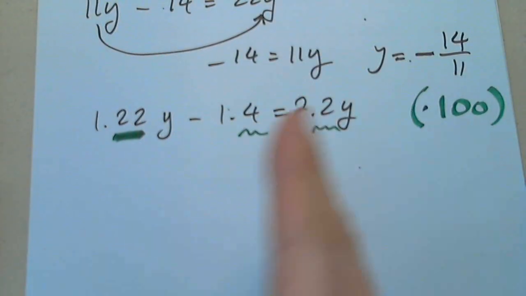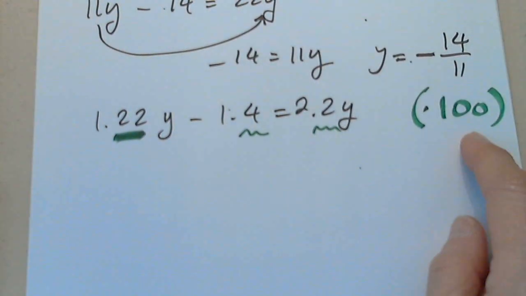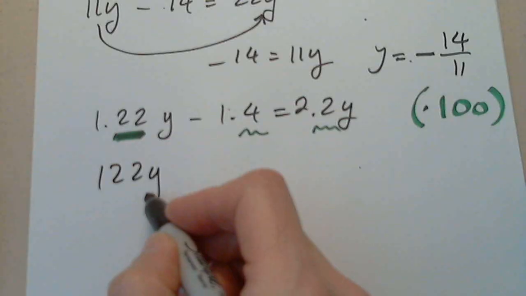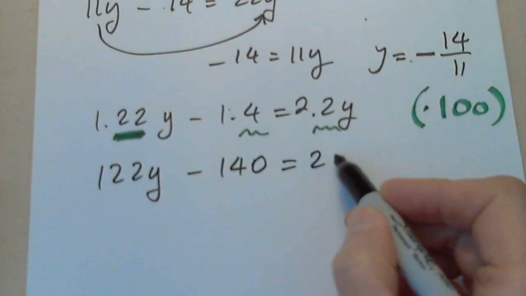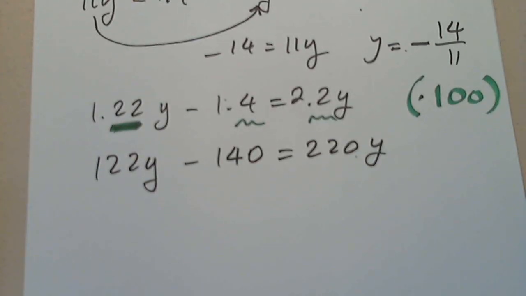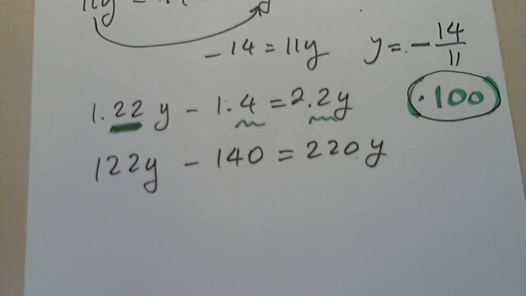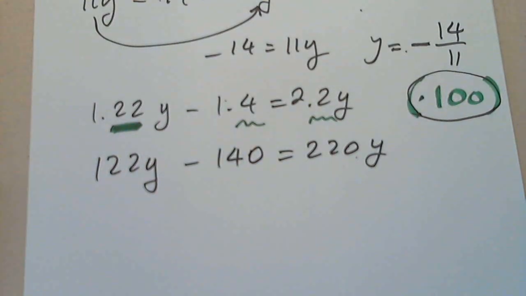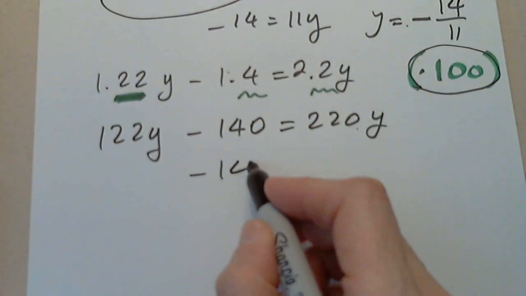If I multiply, I have to multiply every term by the same quantity, otherwise I change the problem. So multiplying by 100, this becomes 122y, this becomes 140, and this becomes 220y. That's fine. But only 100 minimum. We're not going to go to 1,000 or 2,000. I'm sorry, or 10,000. No. Minimum. We only need minimum. Only multiplying by a minimum 100, I can clear all decimal numbers at once.